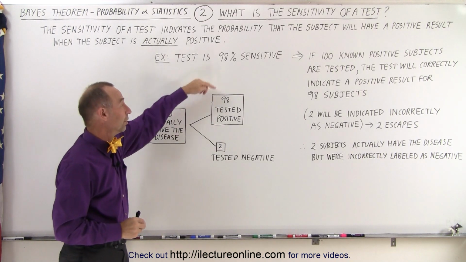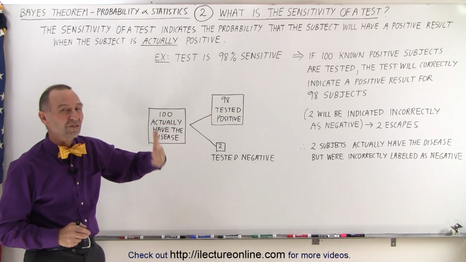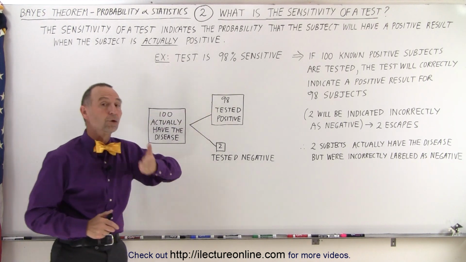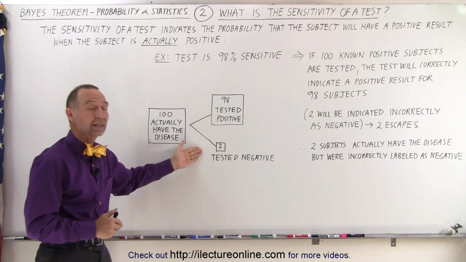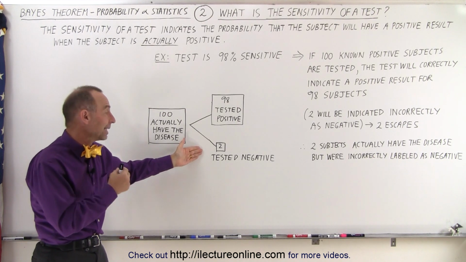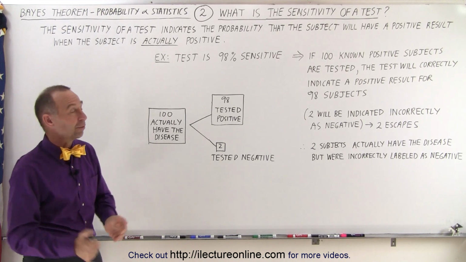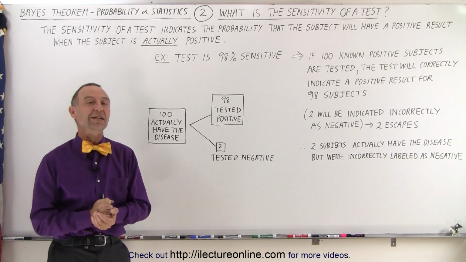The higher the number, the greater percentage will actually receive the correct indication of being positive. The smaller the number, the greater the number that will incorrectly receive the indication that they test negative, that they're negative, even though they are positive. And that's what we mean by the sensitivity of a test.